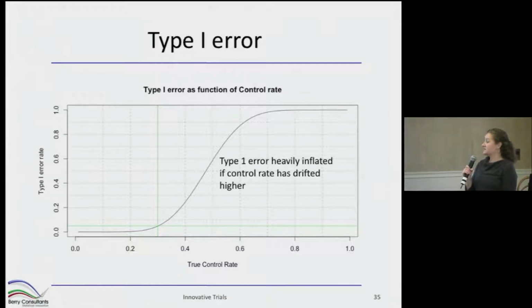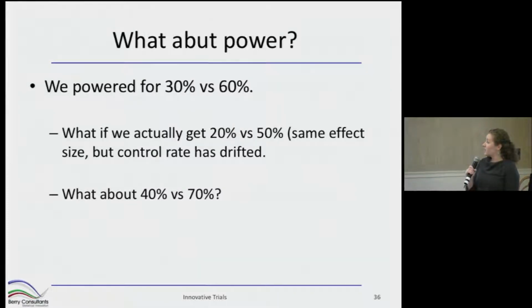So what happens is as our truth starts to differ from what we've assumed, as it starts to get bigger, what we see is the type 1 error rate starts to go up. And the further away from 30% that we get, the more we increase our type 1 error rate. What happens to power? So unfortunately, our troubles aren't limited just to type 1 error rate. We also have bad things happen to our power. So remember, what we were looking for was a 30% difference. So 30% on the control arm versus a 60% on the treatment arm. And we had seen that we had about 80% power if the truth is that our control rate is 30%.